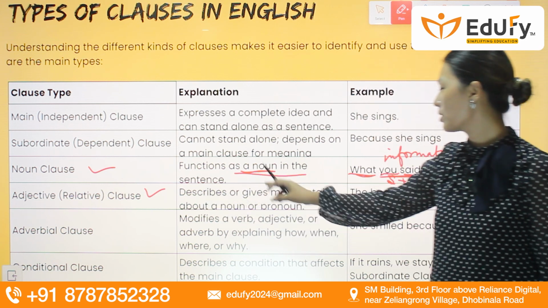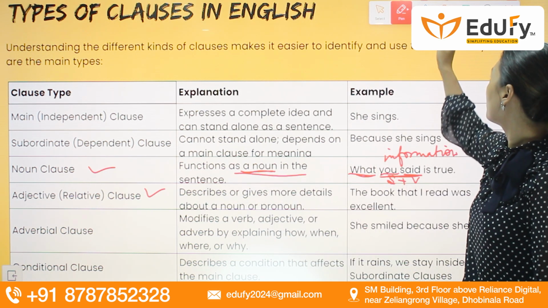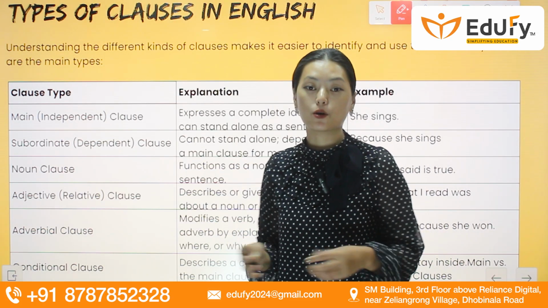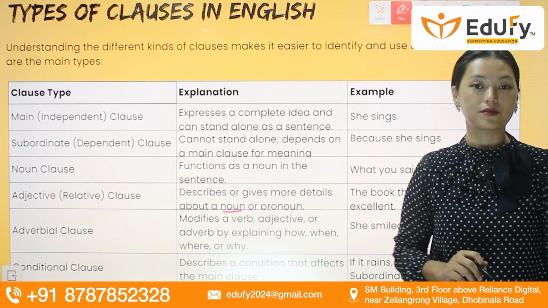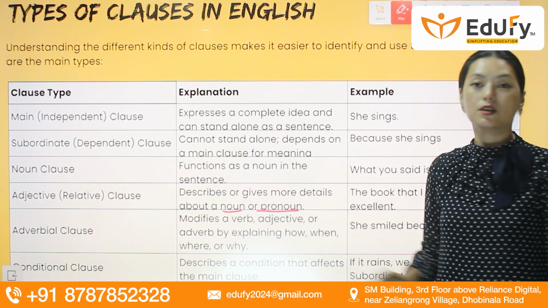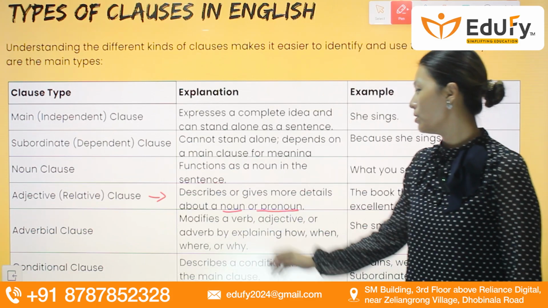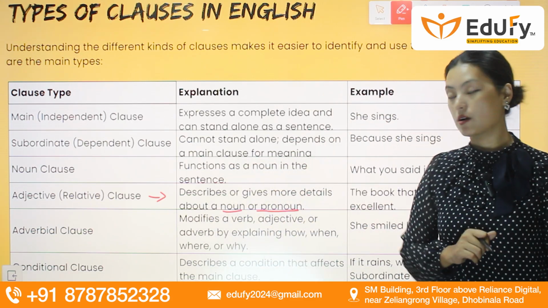It describes or gives more details. What is the function of an adjective? The function of an adjective is to describe or give you more information about what? About a noun, right? Or a pronoun. So therefore, an adjective clause or a relative clause describes or gives more details about a noun or a pronoun.